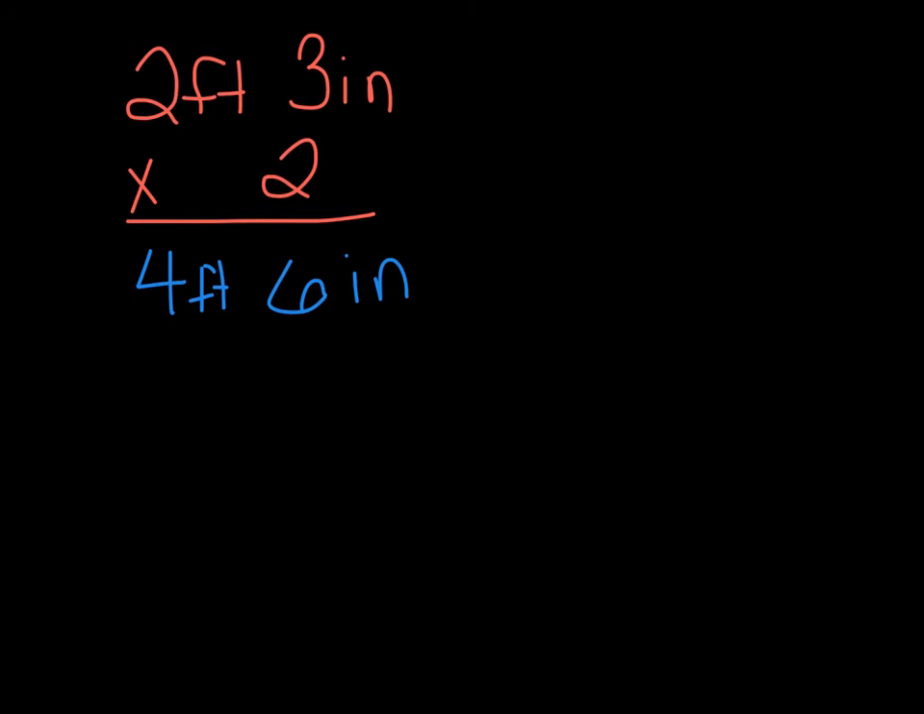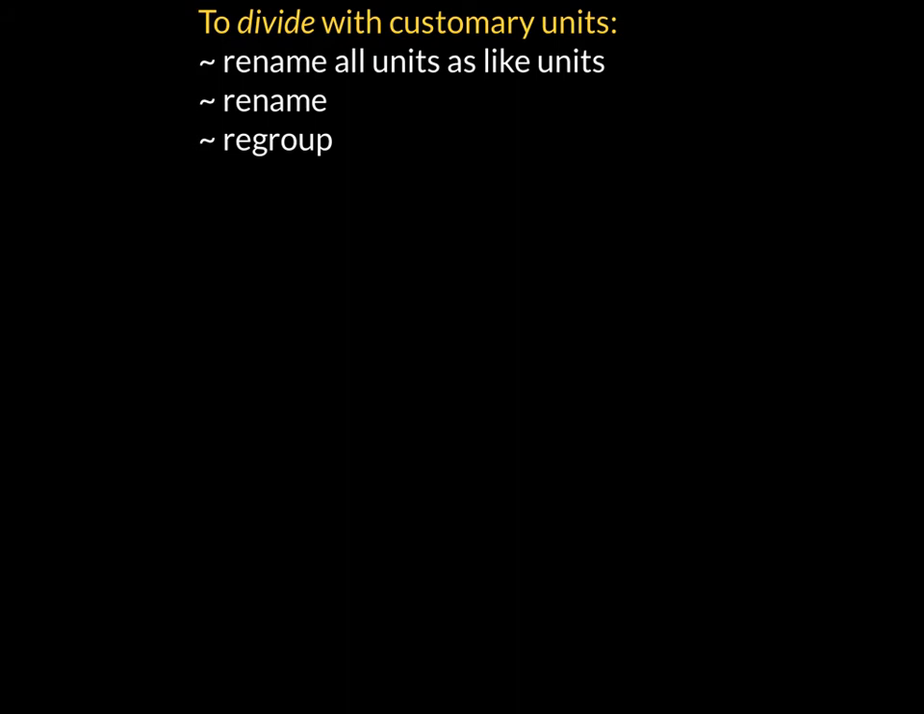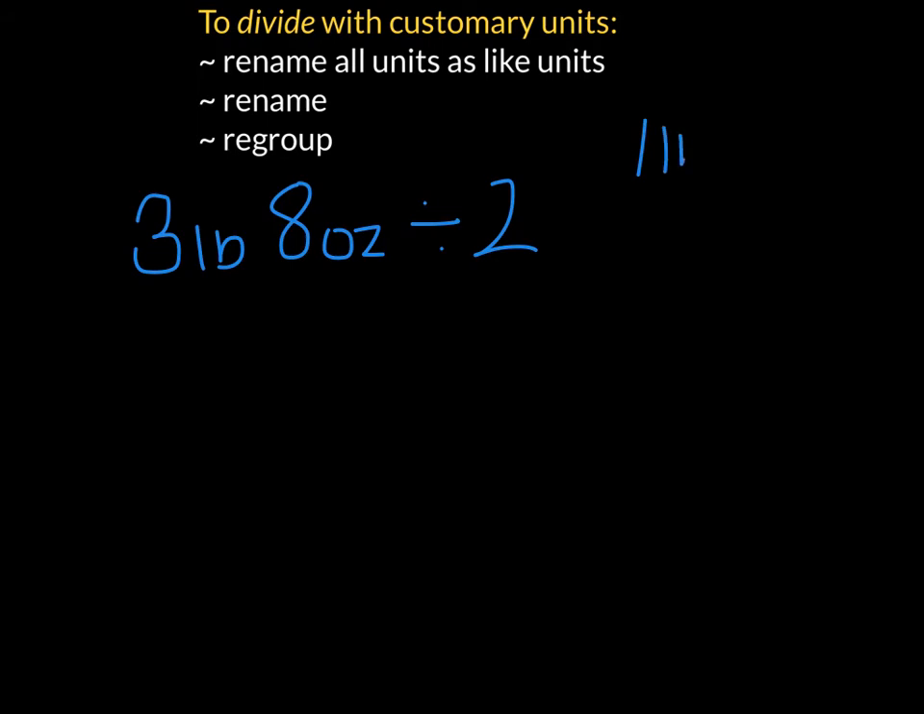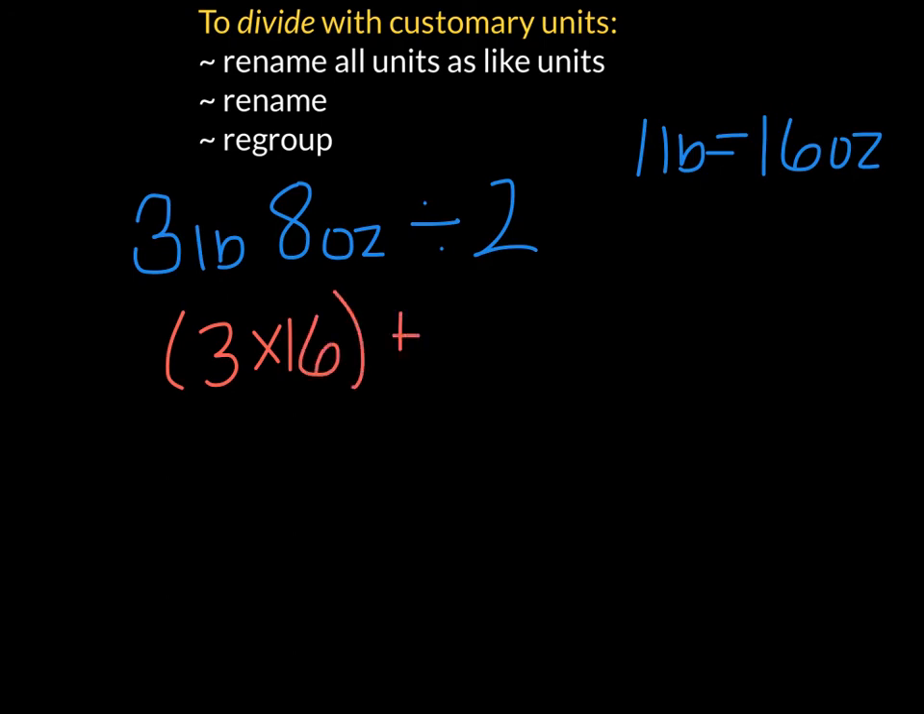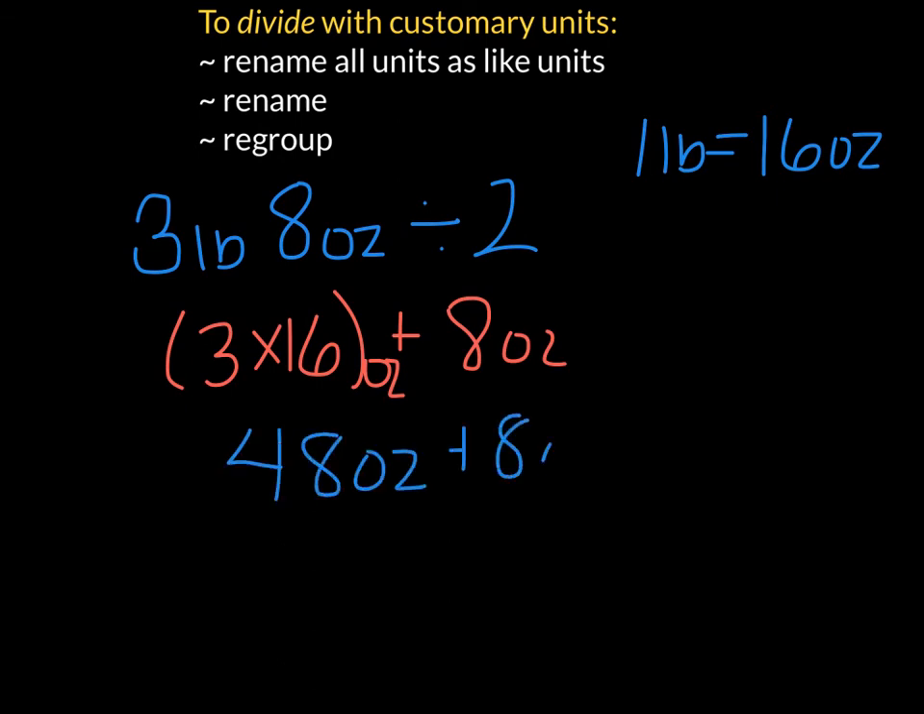Now let's move on to dividing. So to divide with customary units, you first rename all units as like units, then you divide, and then you regroup. So we're given 3 pounds 8 ounces divided by 2. I remember that 1 pound equals 16 ounces. So I'm going to change this all into ounces. So it will be 3 pounds times 16. That way I have all ounces, plus this 8 ounces that I already had. So 3 times 16 gives me 48 ounces, plus 8 ounces, equals 56 ounces.